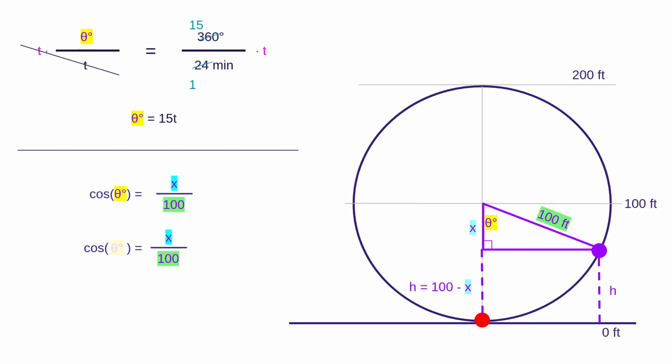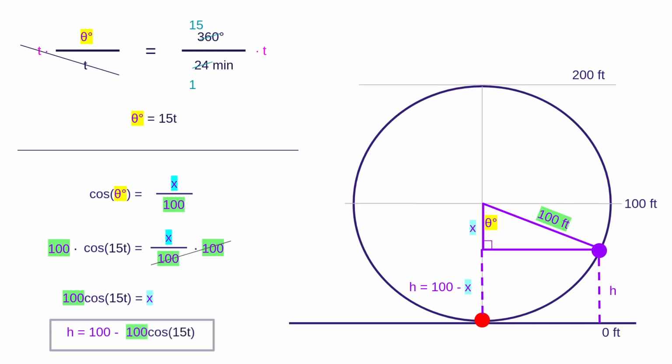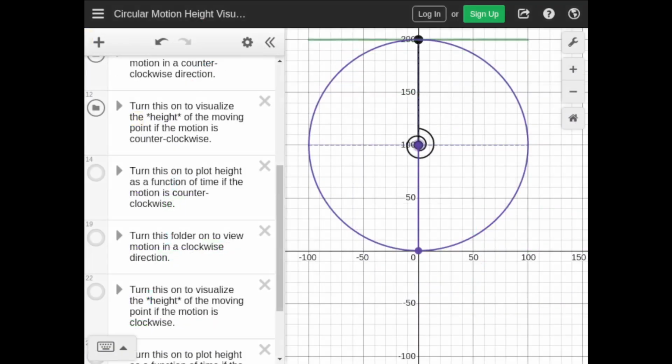So I can bring it down first and just substitute that 15t. Now I'm going to do the same algebra, isolate x, look back at my relationship between h and x, plug everything in, and put a box around it because what I have now is a relationship between height and time, which was my goal. So as I promised, we'll go back and check it over here.